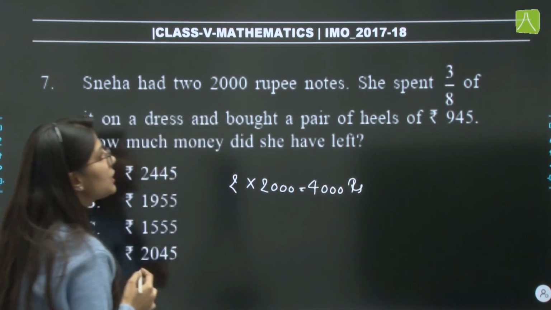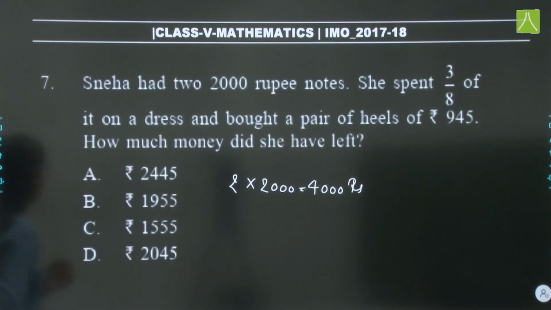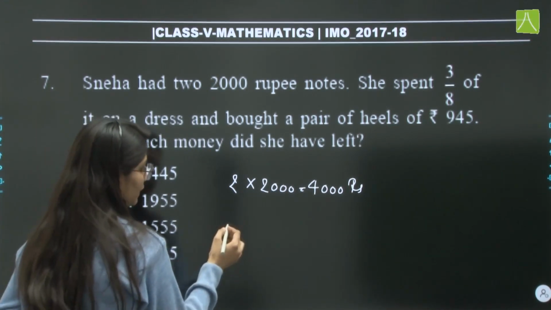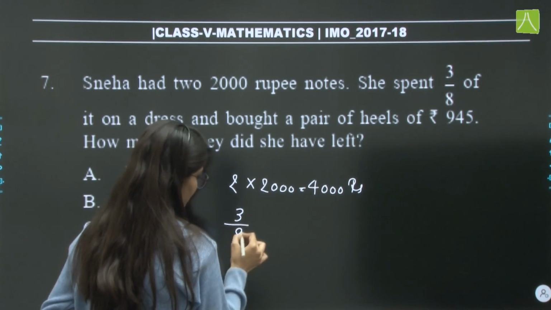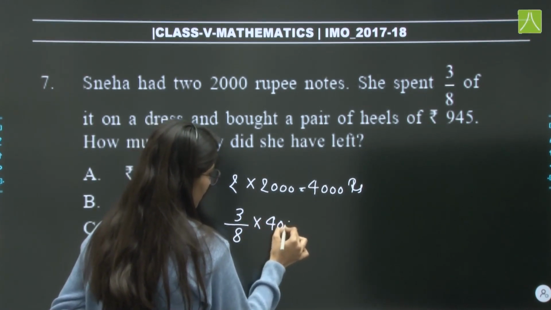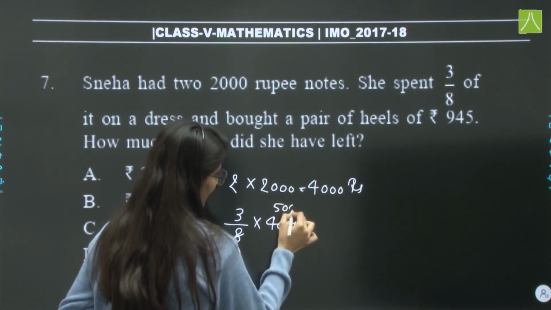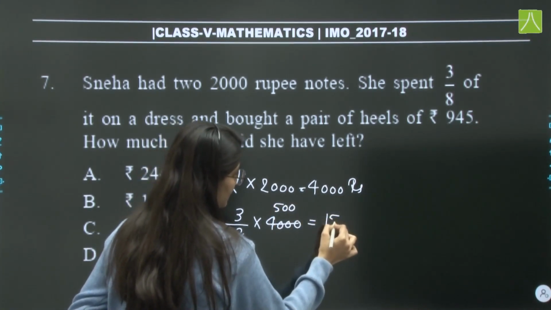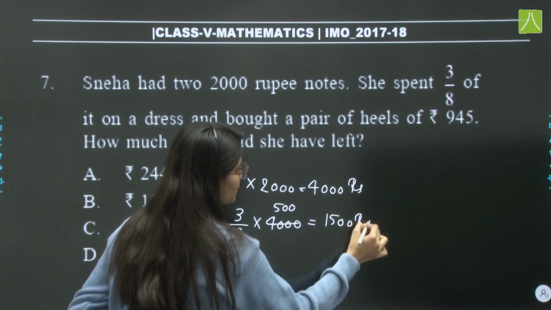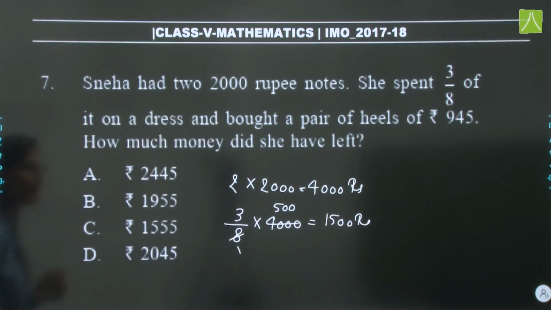And now out of it, she spent 3/8 of it on a dress. So you have to find out 3/8 of 4,000. So 3/8 multiplied by 4,000. Now you can solve it. It is 500 times, and 3 multiplied by 500, that is 1,500 rupees. So she spent 1,500 rupees on her dress, and now she bought a pair of heels of rupees 945.